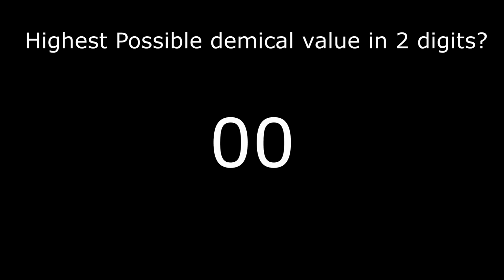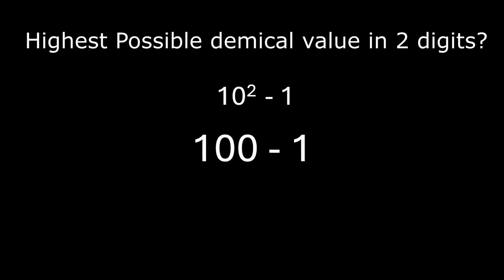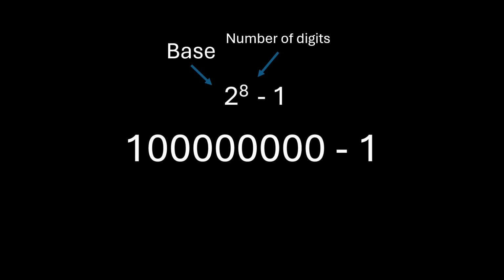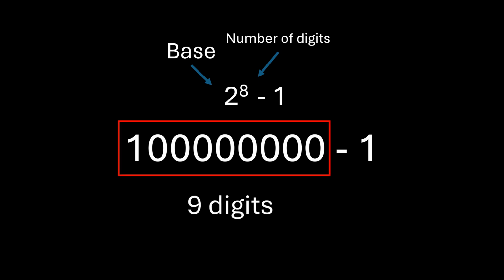Well, let's look at our decimal system. What is the highest value that can fit within 2 digits? Well, 99, which is 100 minus 1. A 1 with 8 zeros after it, conforming to the rules that we've established, where every digit exponentially increases the value by the base, would be equivalent to 2 to the power of 8, which is 256. But 1 with 8 zeros after it is actually 9 digits.